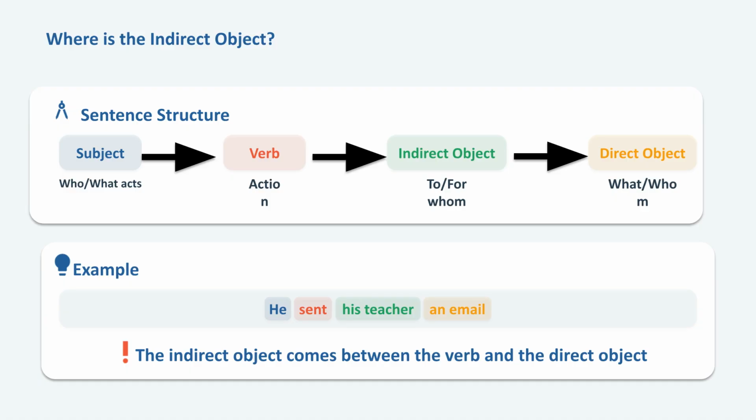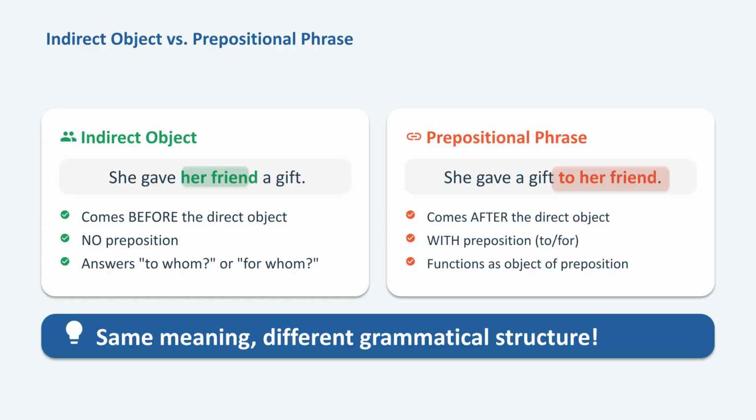If we remove the direct object, an email, the sentence, he sent his teacher, becomes incomplete, because again, the IO depends on the DO. Now let's compare two very similar sentences. One, she gave her friend a gift. Two, she gave a gift to her friend. Both sentences express the same meaning, but grammatically they are not identical.